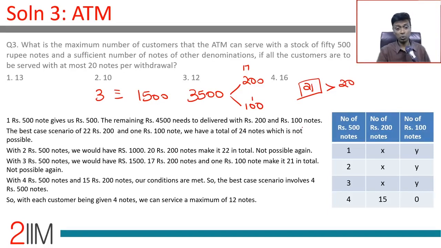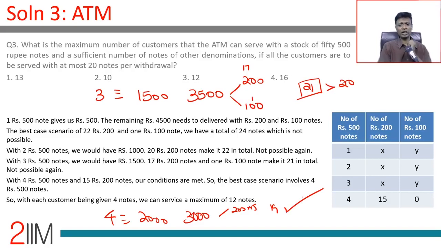So let's see if we can do it with 4. 4 500 rupee notes gives us 2,000 rupees. We have 3,000 rupees remaining. That can be filled with 15 200 rupee notes. 15 plus 4 is 19. We have a winner. So using 4 500 rupee notes, we can satisfy this condition of being able to distribute 5,000 rupees with at most 20 notes per withdrawal. With 19 notes, we can do this. 4 into 500 plus 15 into 200 is 5,000. So with 4, we can satisfy this.